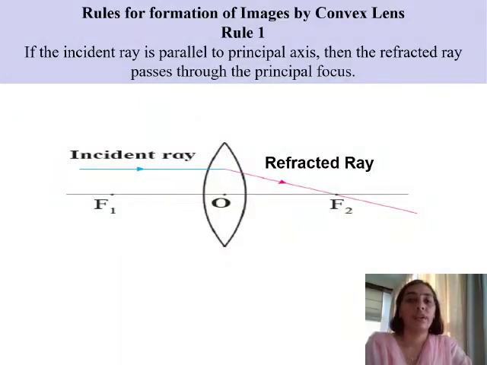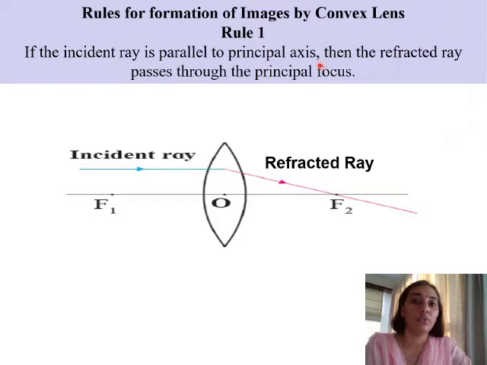Before we start with the ray diagrams, we must know the rules that are there for formation of images by the convex lens. We are going to draw ray diagrams with respect to convex lenses, double convex lenses. So we must know the rules that are there for the formation of images by convex lens.